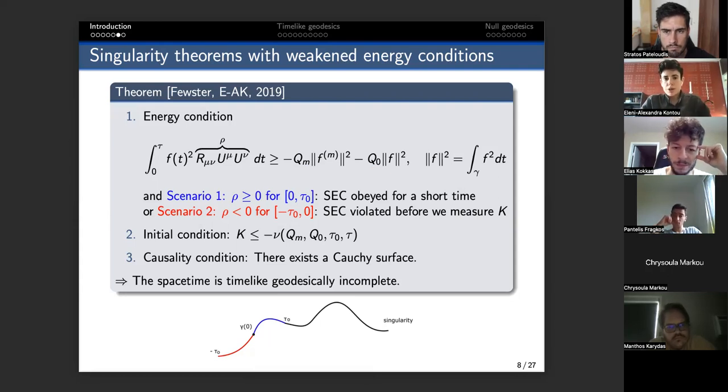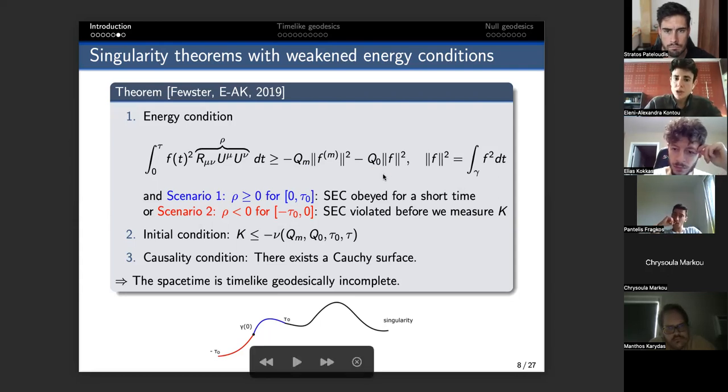In addition to this very weak condition, we require either the strong energy condition to be obeyed for a short time after we measure the initial contraction, so for time tau naught, or that the strong energy condition is violated before we measure the initial contraction.